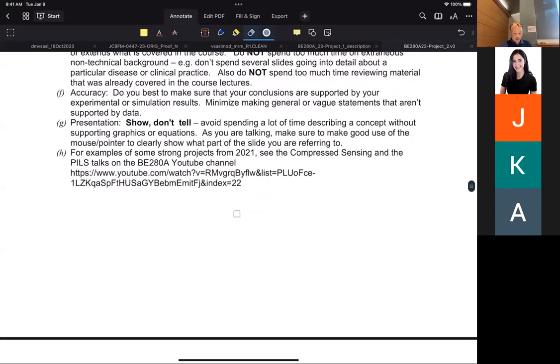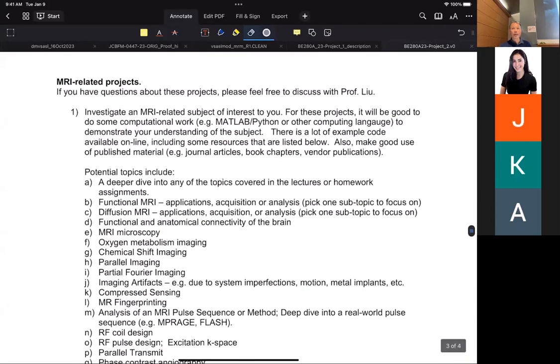This is an example of a strong project from 2021. We might try to post some other ones for you to look at, but this was a particularly strong one that you can look at. Any questions on that? So that's just general advice. Let me see, there is something in the chat. Let me see if I can address that.